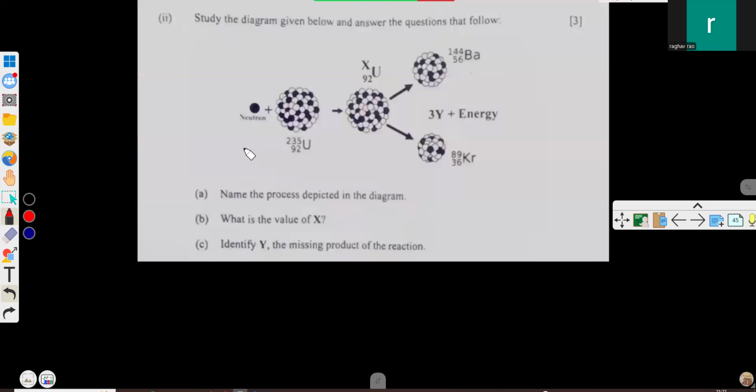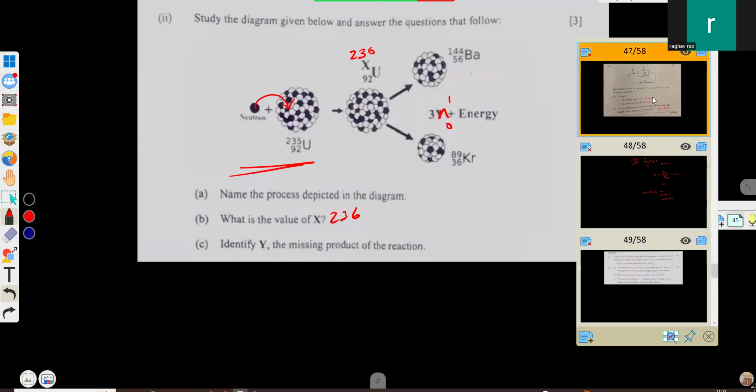Next, study the diagram below. This is a nuclear fission reaction. As a neutron is entering into uranium, the mass number would become 236. So the value of X is 236. Identify Y. Y is nothing but a neutron. Mass number 1, atomic number 0. That is the missing product of the reaction.